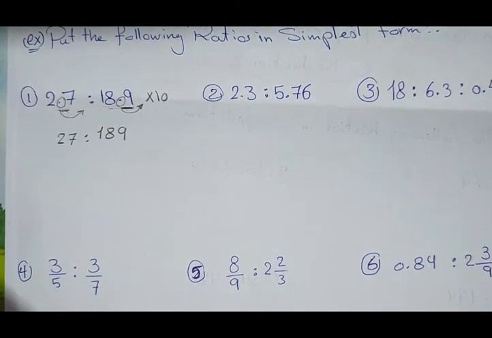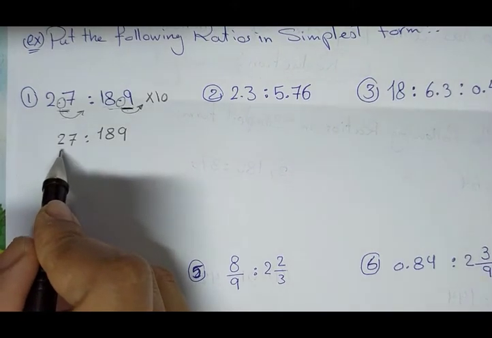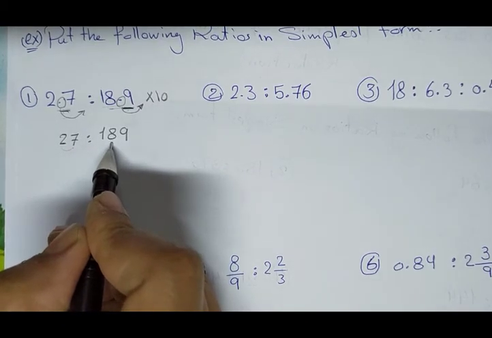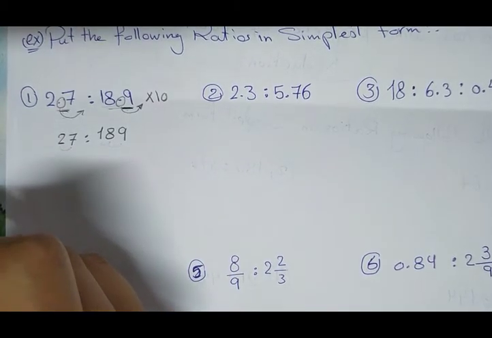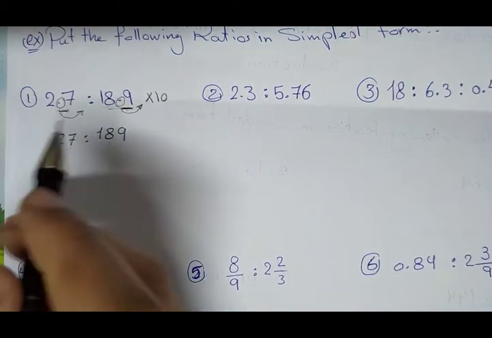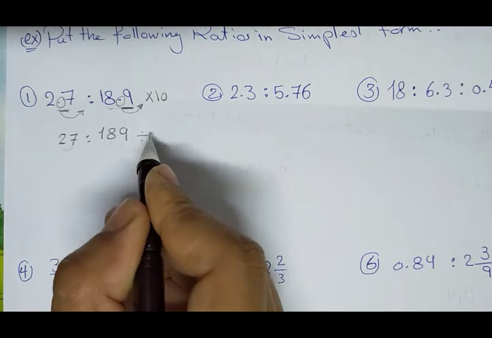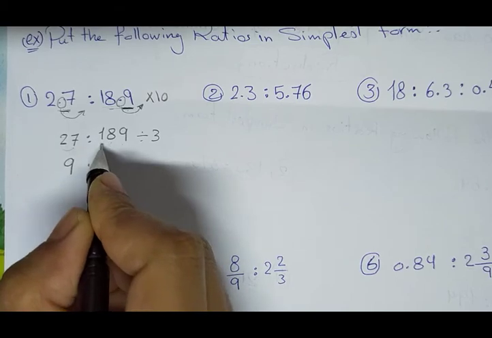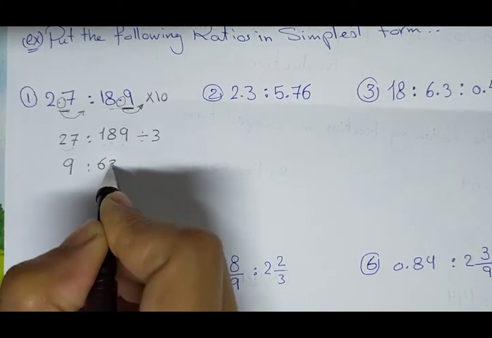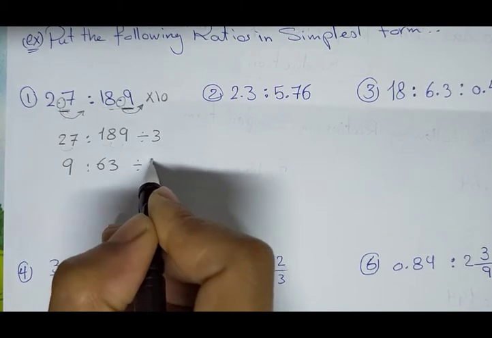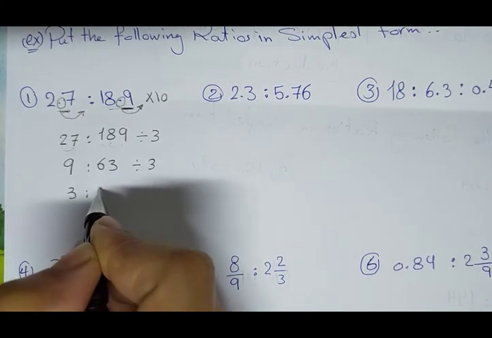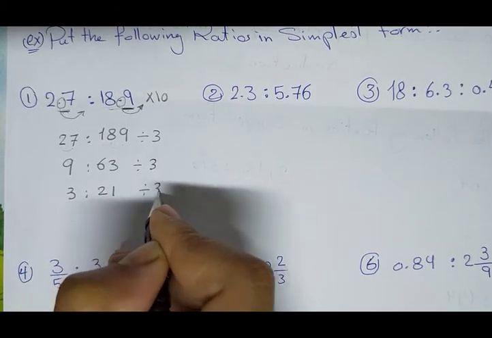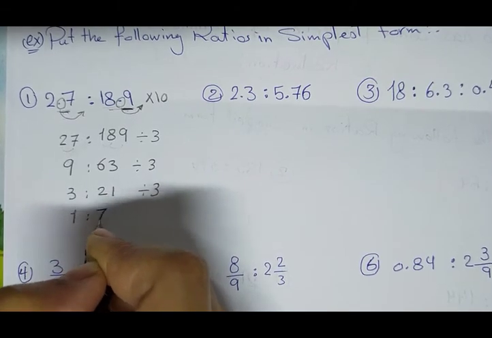I can simplify by dividing. طيب شيك كده. 2 plus 7 is 9. 1 plus 8 is 9, 9 plus 9 is 18. 18 and 9 are found in the table of 3, so I can simplify by dividing by 3. 27 divided by 3 is 9. 189 divided by 3 is 63. Again divide by 3: 9 divided by 3 is 3, 63 divided by 3 is 21. Again I can simplify by dividing by 3: 3 divided by 3 is 1, 21 divided by 3 is 7.